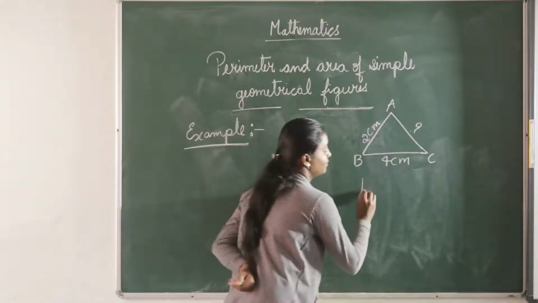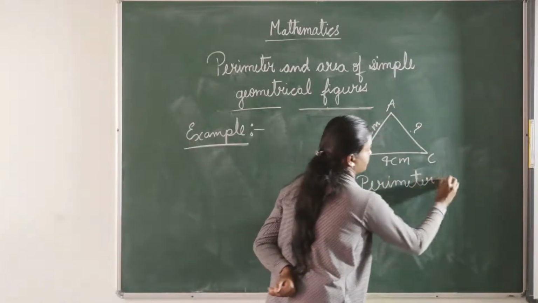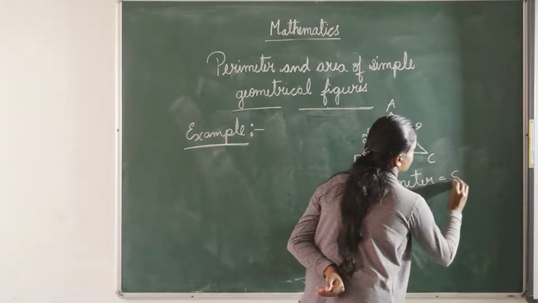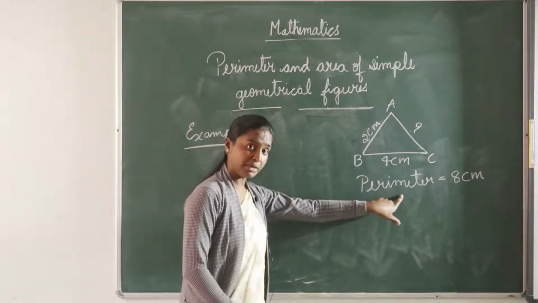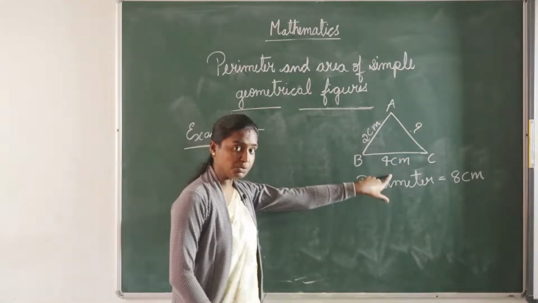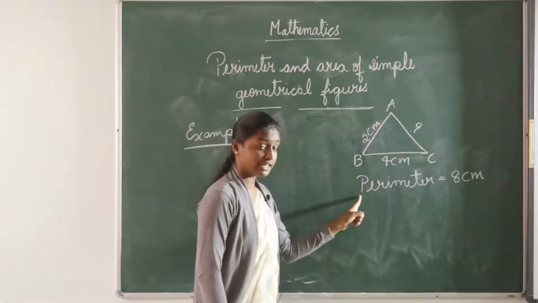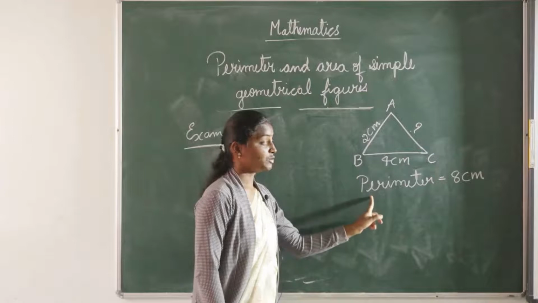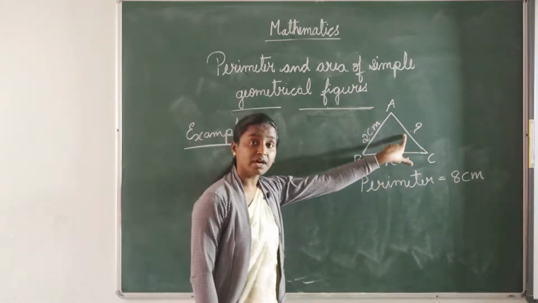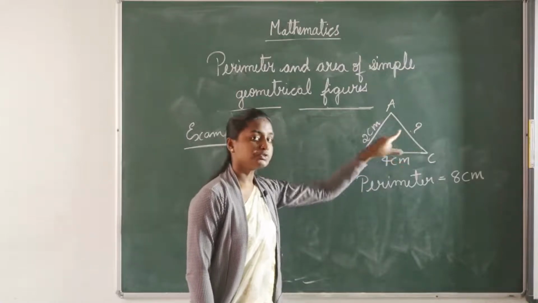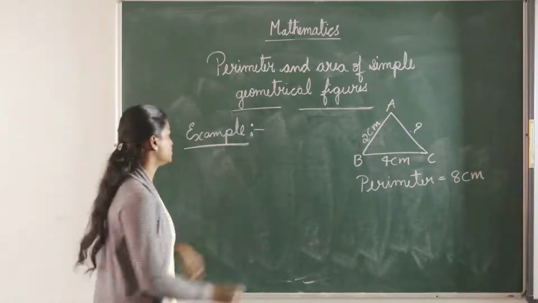They already given perimeter. By using perimeter and remaining 2 sides, you can find third side. So how to find? First we have to note down all the given points.